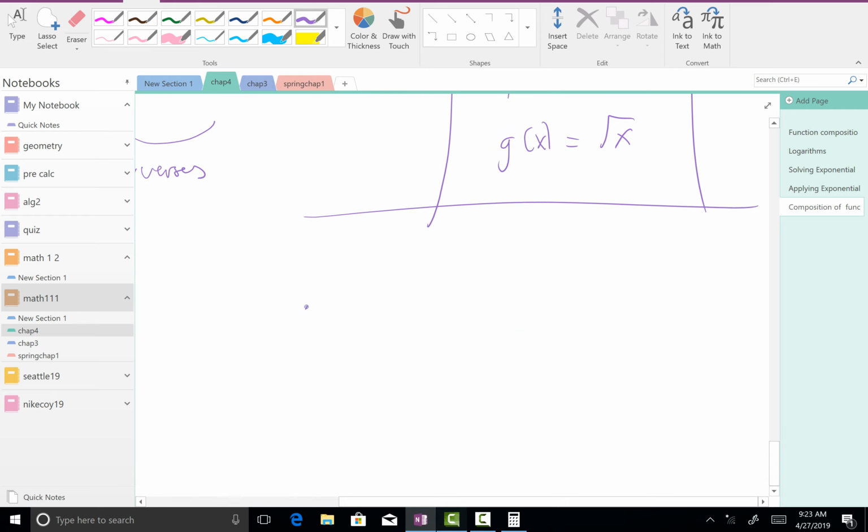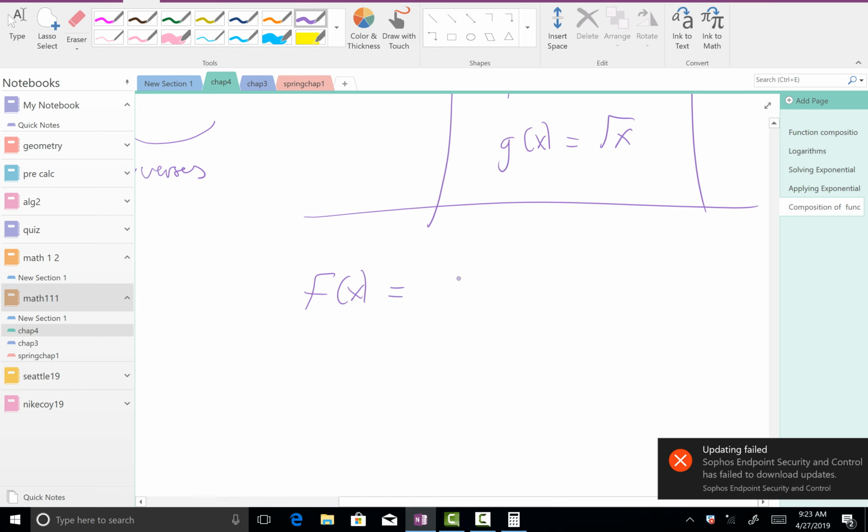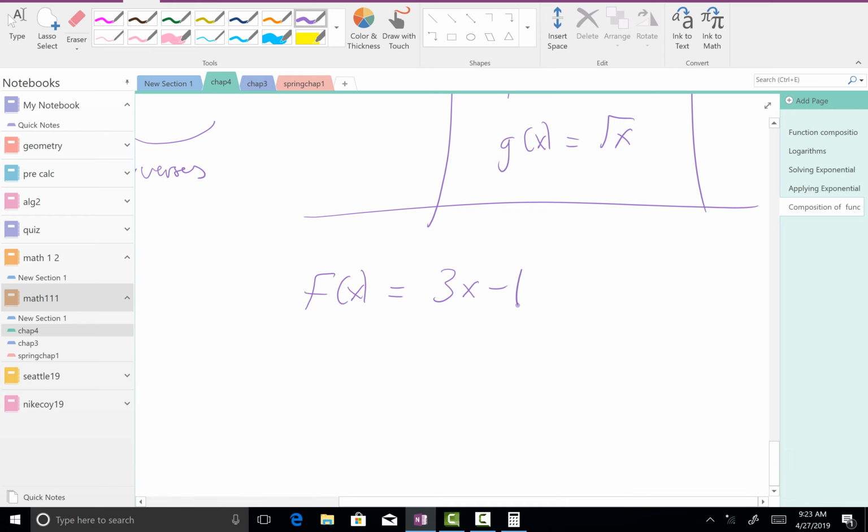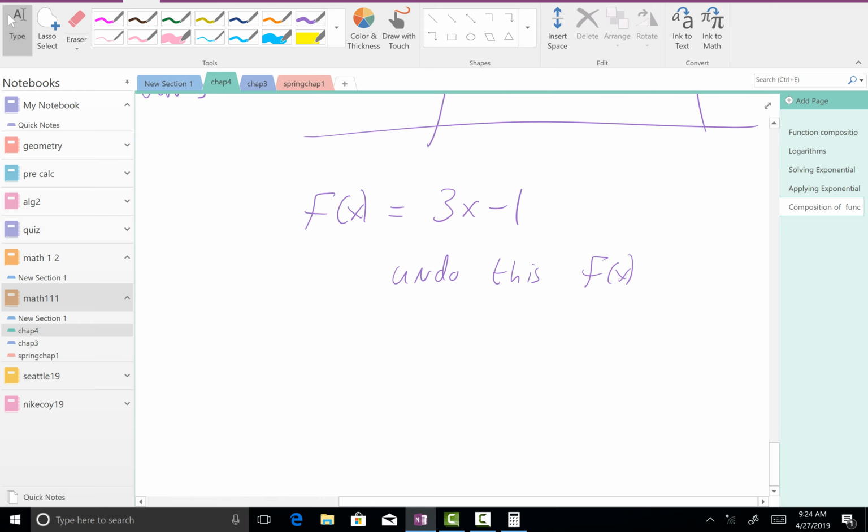So for example, let's say we have a function like this. f of x equals 3x minus 1. So if we wanted to undo this, f of x, here's what we would think. So let's say I knew what x was. All right? Now if you don't want to write this part down, you don't have to, because it's a little bit tedious. But let's think about this.